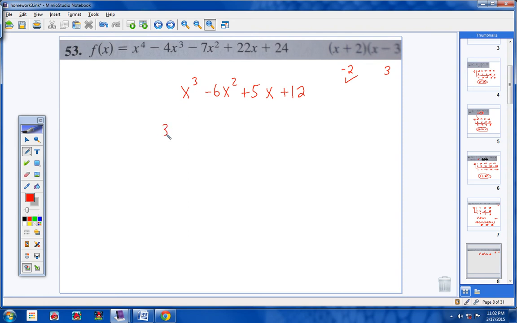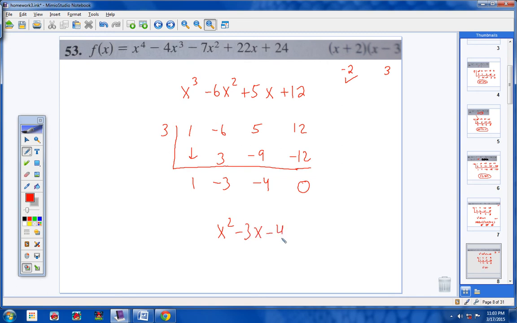So put a 3 here, and we're not missing anything. 3, 2, 1, constant term, so 1, negative 6, 5, 12. We should get out a 0 here if x minus 3 is truly a factor. Bring down your 1, multiply, combine, multiply, combine, multiply, combine. So now this was an x cubed, now we're left with x squared minus 3x minus 4. We just confirmed this. Man, we're doing great.